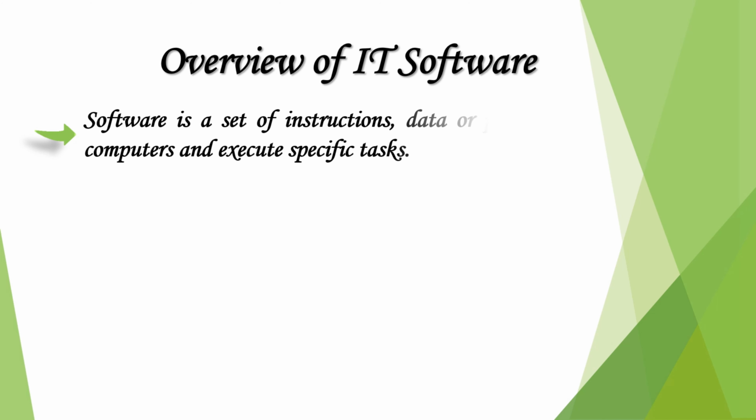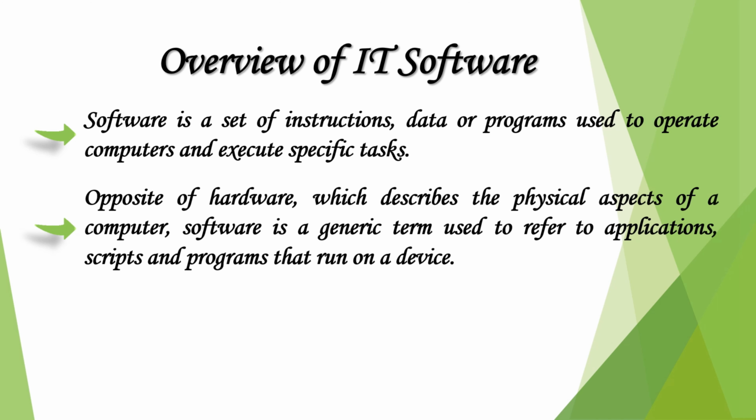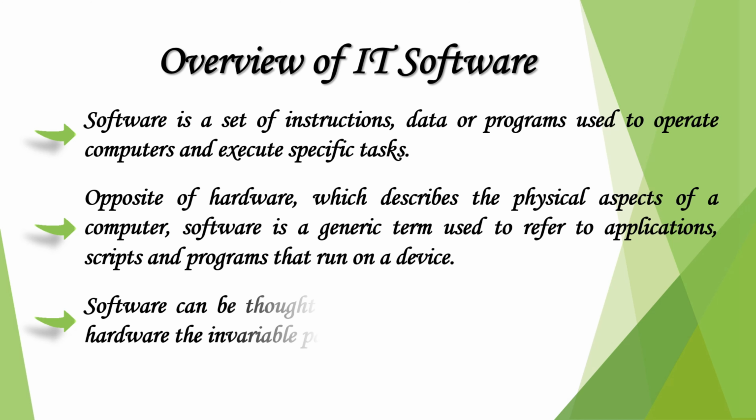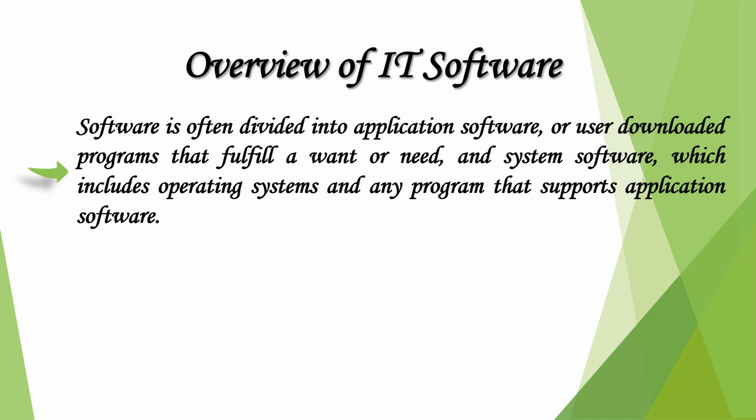Overview of IT software. Software is a set of instructions, data or programs used to operate computers and execute specific tasks. Opposite of hardware, which describes the physical aspects of a computer, software is a generic term used to refer to applications, scripts and programs that run on a device. Software can be thought of as the variable part of a computer and hardware the invariable part. Software is often divided into application software, or user-downloaded programs that fulfill a want or need, and system software, which includes operating systems and any program that supports application software.